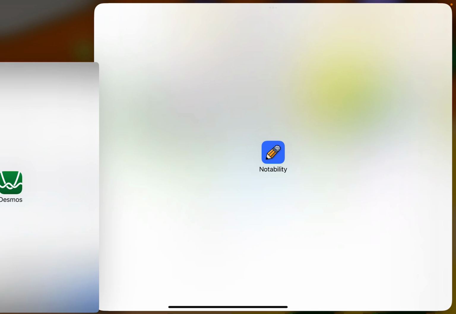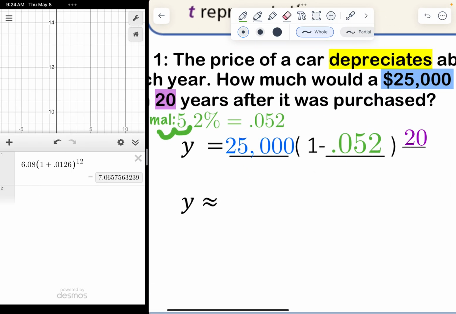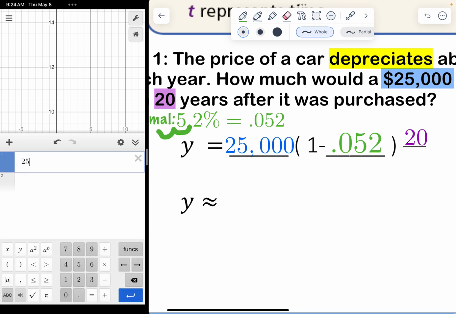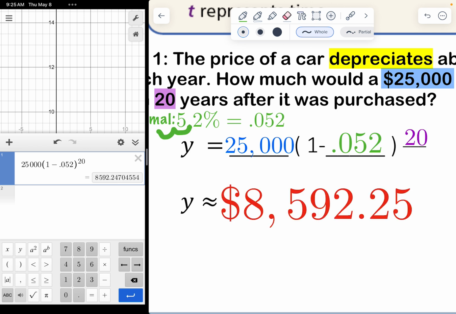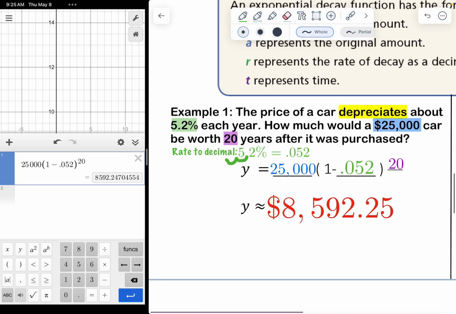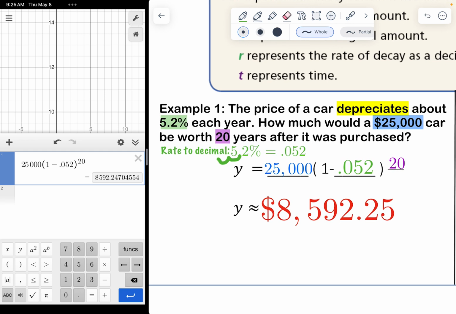Let's get Desmos working here now that we have kind of everything plugged into this formula. So we got the 25,000. That's how much it was worth at the beginning. That's how much we bought it for. 1 minus 0.052, showing that we're losing 5.2%. We're going to hit that exponent button, raise that 20th power. And in 20 years, our $25,000 car is only worth $8,592.25. So we've lost quite a bit of the value of our car over 20 years as we're driving it around.